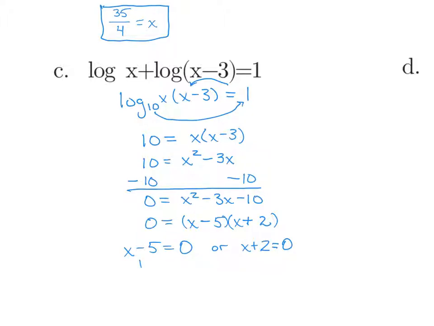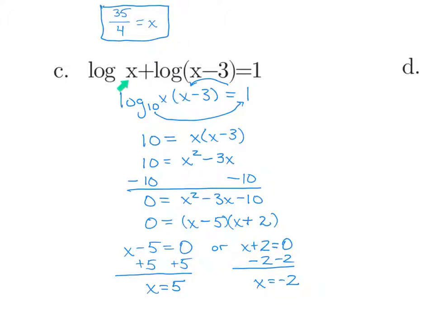For the first equation, we can add 5 to both sides, giving me x equals 5. And for the second equation, we can subtract 2 from both sides, giving us x equals -2. So now we want to check each one of these. So I'm going to start with 5. And remember, all that we care about is, is the inside of any of these logarithms 0 or negative?